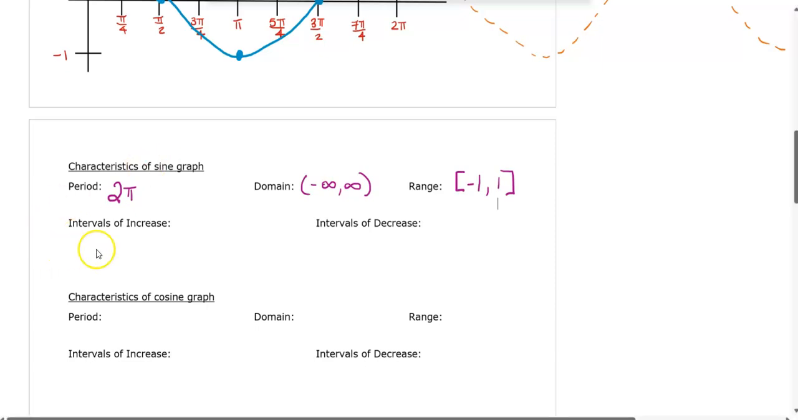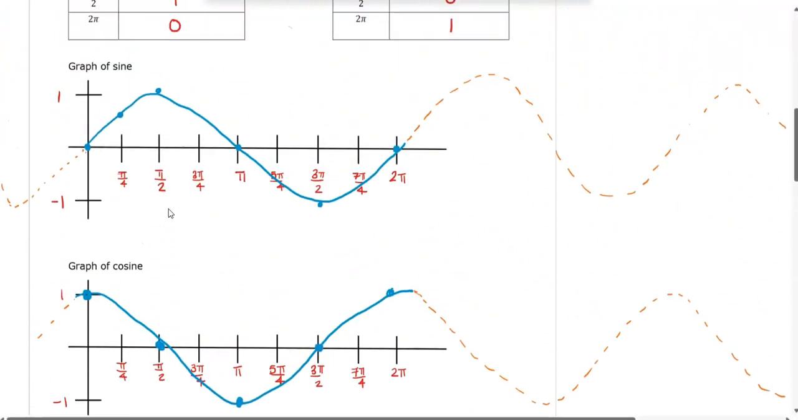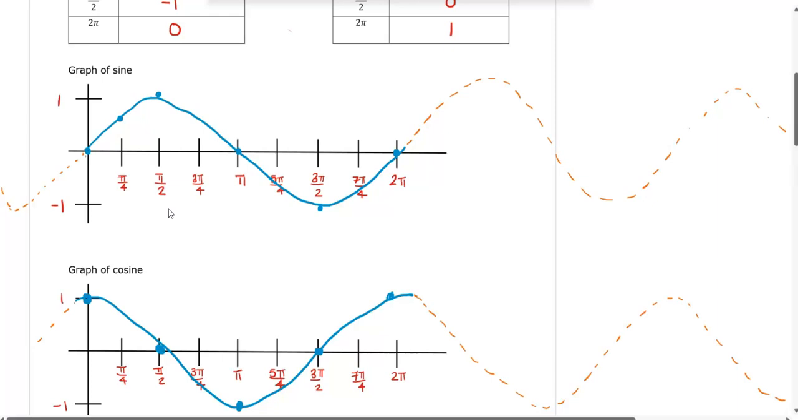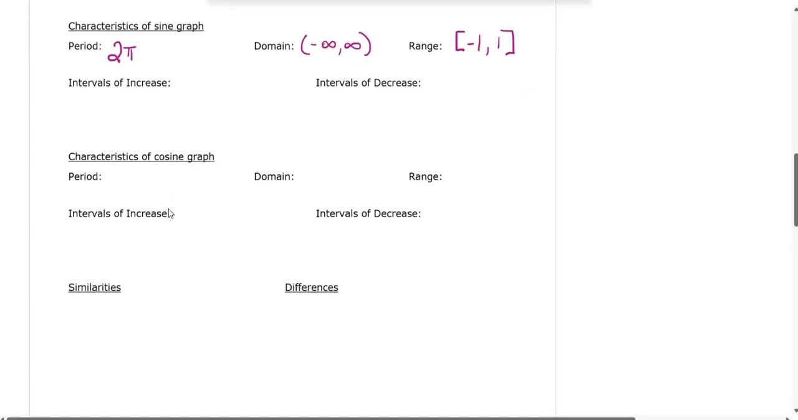Intervals of increase and intervals of decrease. I'm going to be a little bit honest. I'm going to come back to that after doing cosine, because I think it's going to be a little bit easier to explain after explaining cosine. So I'm going to come back to that in a second. So let me go ahead and do characteristics of cosine.